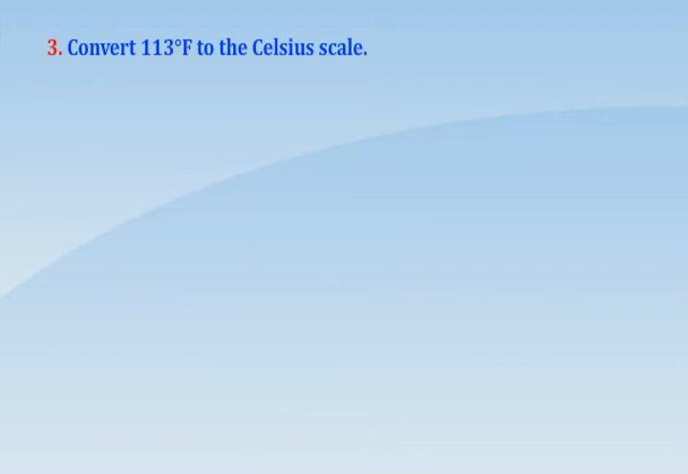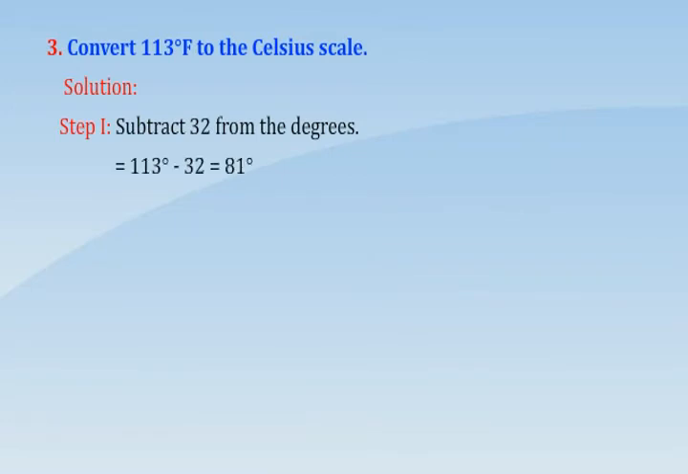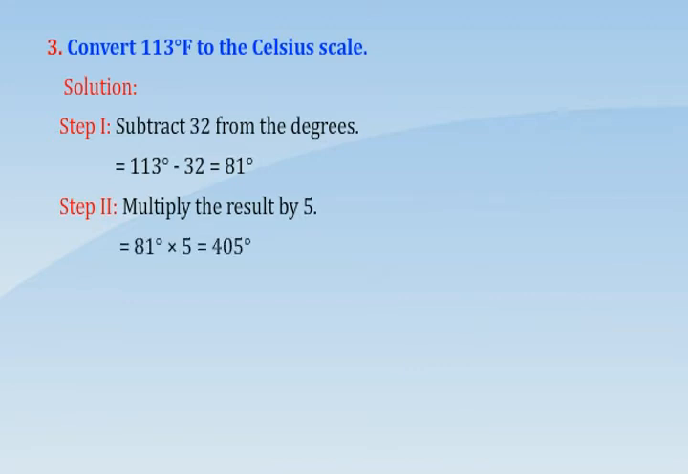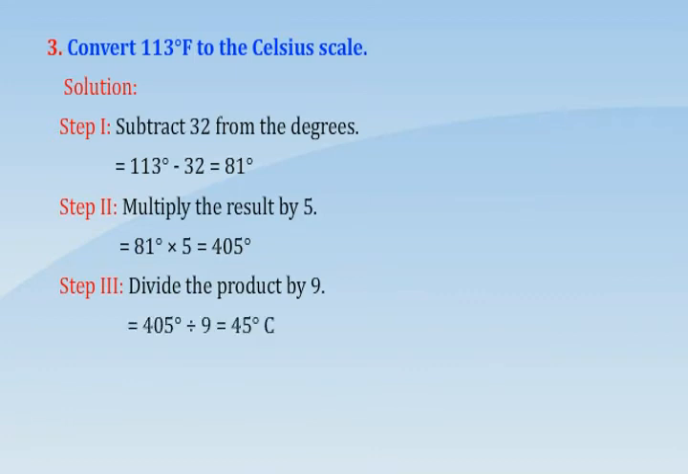Convert 113 Fahrenheit to the Celsius scale. Solution. Step 1. Subtract 32 from the degrees. 113 degrees minus 32 is equal to 81 degrees. Step 2. Multiply the result by 5. 81 degrees into 5 is equal to 405 degrees. Step 3. Divide the product by 9. 405 degrees divided by 9 is equal to 45 degrees Celsius. Therefore, 113 Fahrenheit is equal to 45 degrees Celsius.